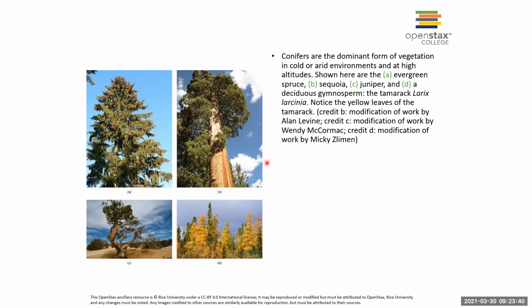And so if you go in a cold, arid region, you'll typically see it dominated by evergreen species, so conifer species. So here you have a spruce on the top left, you have a sequoia on the top right. This is a juniper, and then you have a deciduous gymnosperm down here, which is a tamarack. And so they actually will change leaf color and drop their leaves whenever it becomes colder, or there isn't a high availability of, say, water. And so they'll drop their leaves so they don't have to put resources into maintaining those leafy structures.